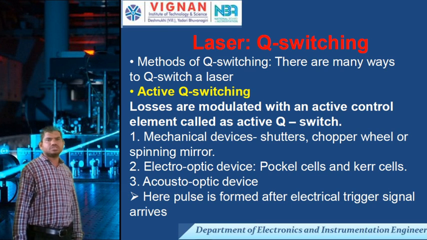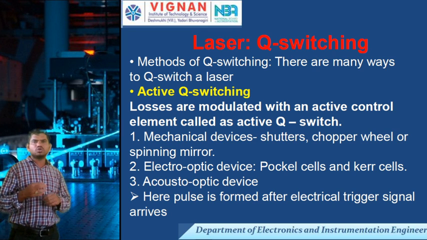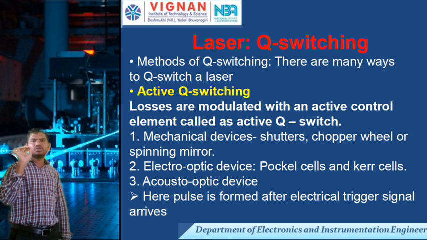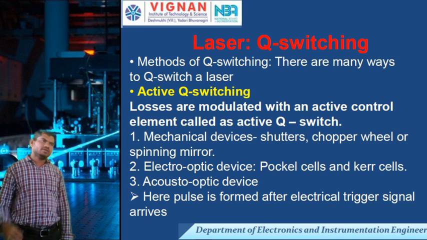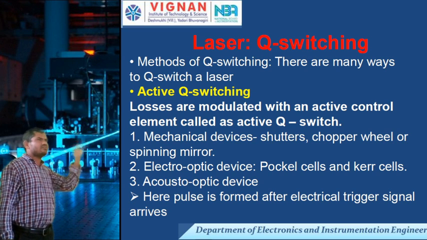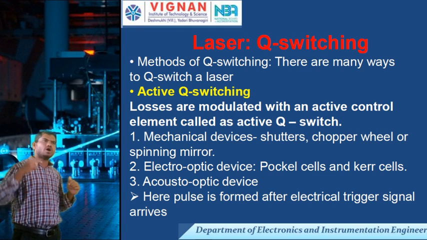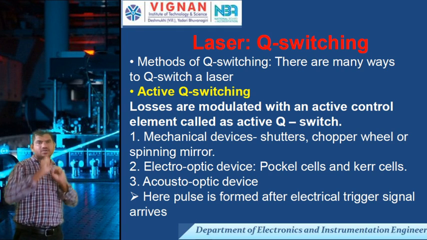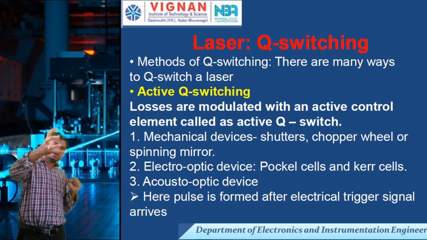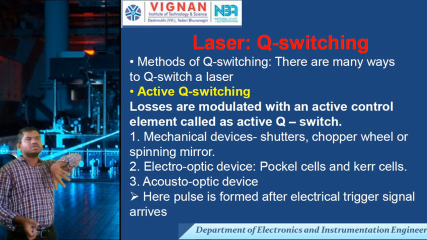In active Q switching, the losses are modulated with an active control element called an active Q switch. When laser light is transmitted, it travels over long distances. If some losses are there, those losses are modulated by using some external device, an external active control element.